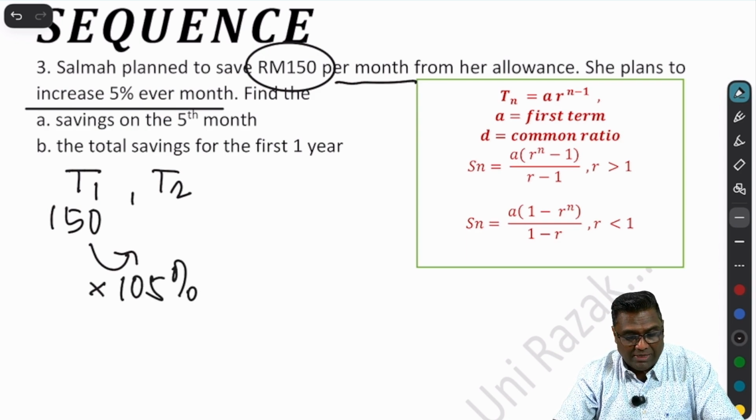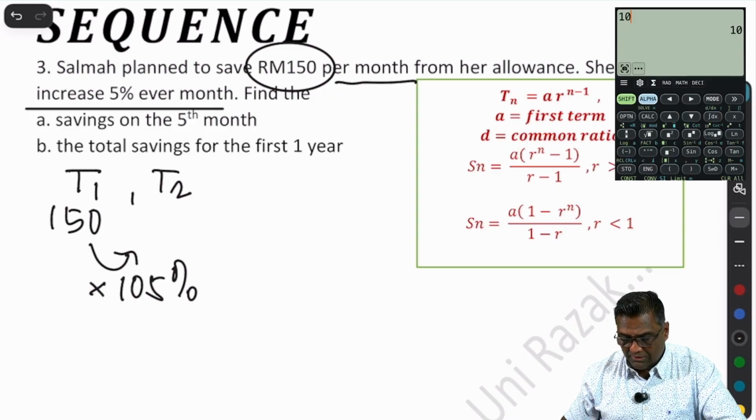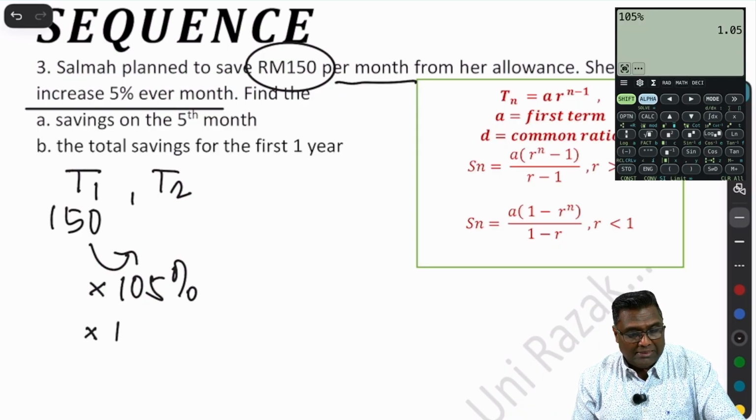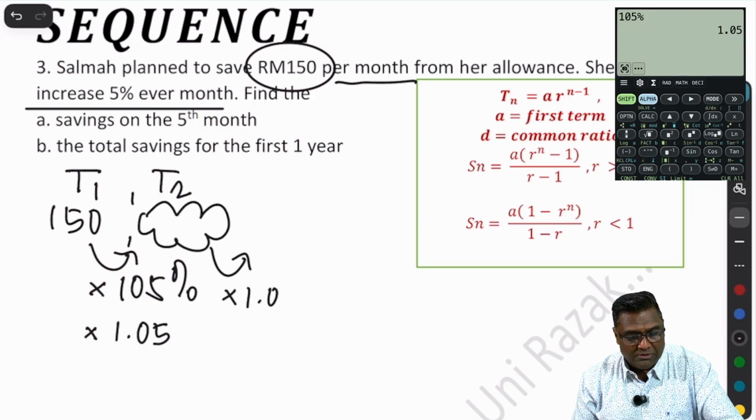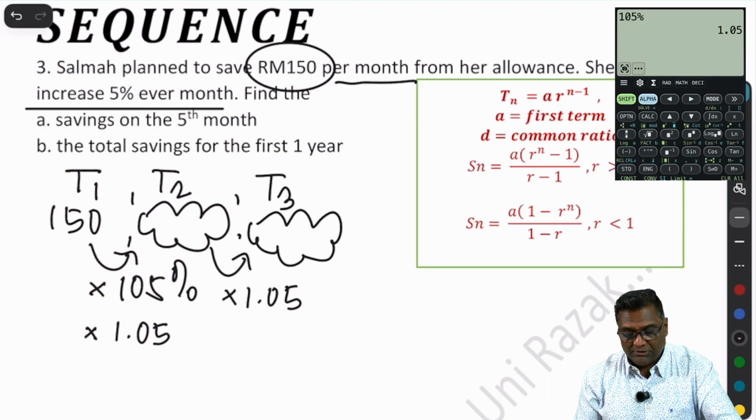So 105%, if I check my calculator, 105%, when I press the calculator, it gives me 1.05. I'm going to multiply with 1.05 to get the value on the second month. I'm going to multiply with 1.05 to get the value on the third month, and it goes on and on and on. So what does this actually tell me, sir?